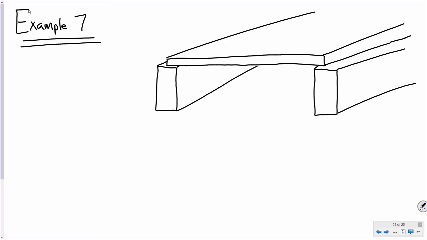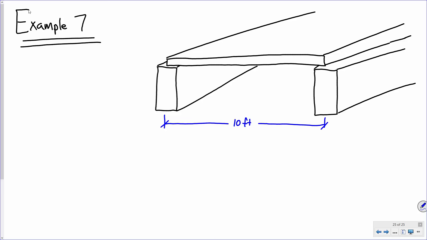Okay? So, when I say span length, we're looking at the slab. And basically, another way of looking at the span length on a slab for something like this is basically saying that these beams are spaced 10 feet apart. Does that make sense? Okay.